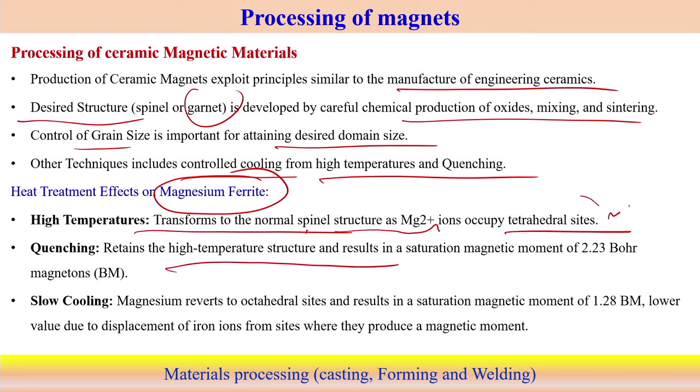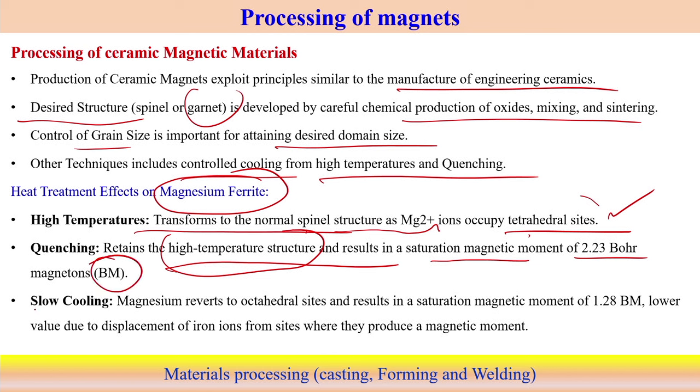So whatever structure is produced at the high temperature, if we then perform the quenching operation, that means very rapid cooling, it will try to retain the structure of the previous step. So the high temperature structure can be retained with the application of the quenching operation. In this case, the saturation magnetic moment can reach up to 2.23 Bohr magnetons.